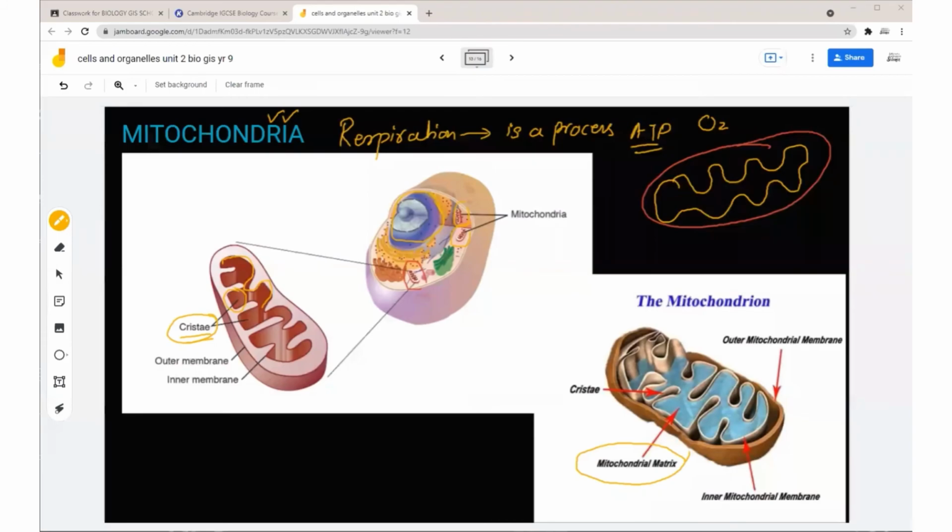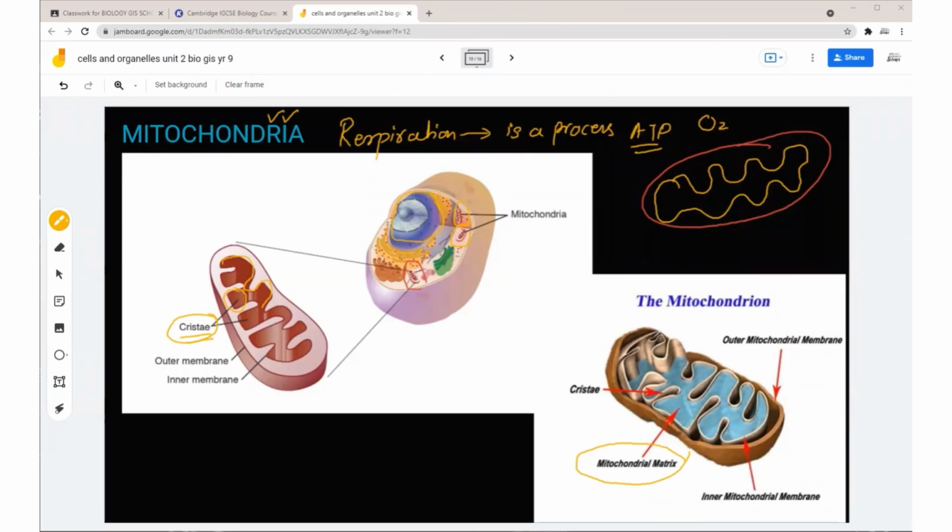Remember that some cells do more work. Do you think that our legs do more work or our hair does more work? Our hair doesn't do any work, does it? They just sit there and grow and grow, and then we have to cut it. But our hands, the muscles, our legs do more work. So which cell will need more energy, hair cell or our muscle cell? Muscle cells. So muscle cells should have more mitochondria so they can produce more ATP. Make sense?